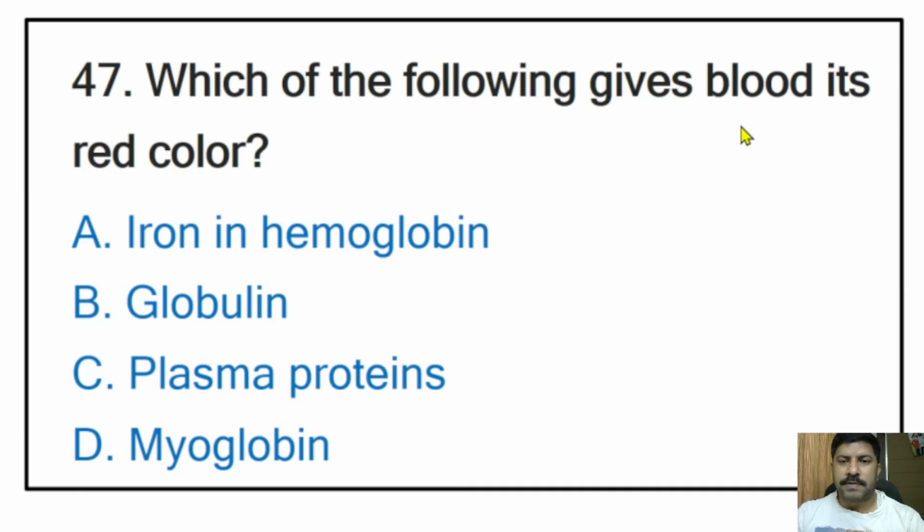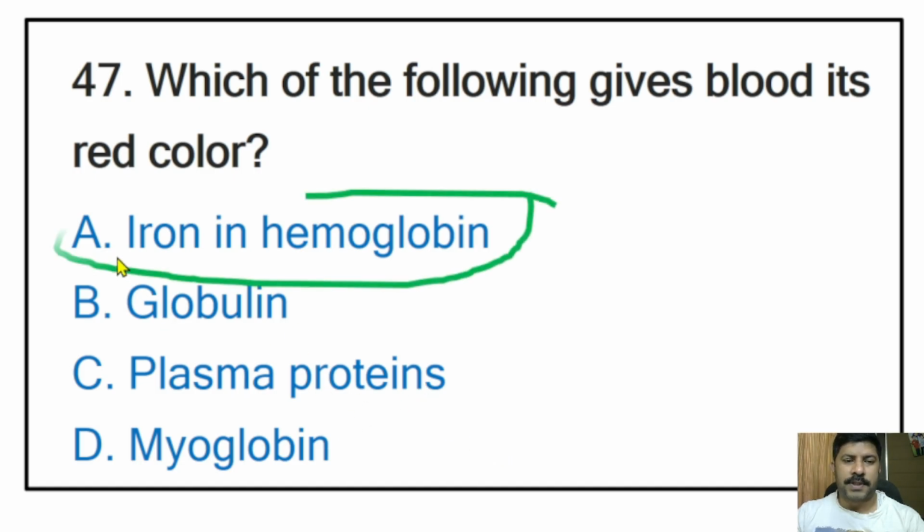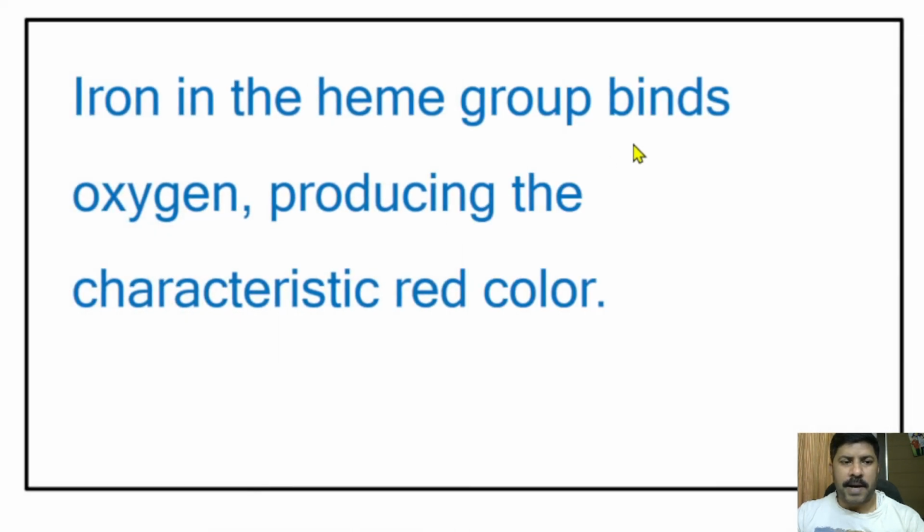Which of the following gives blood its red color? Iron in hemoglobin, globulin, plasma proteins, myoglobin. Correct answer is option A, iron in hemoglobin. Iron in the heme group binds oxygen, producing the characteristic red color.